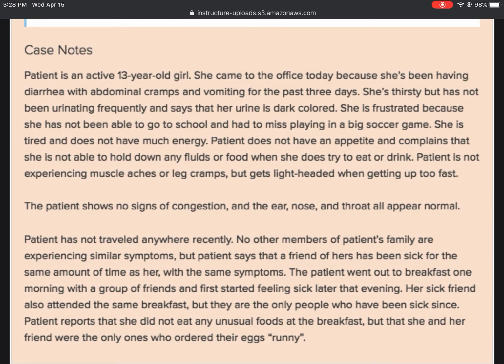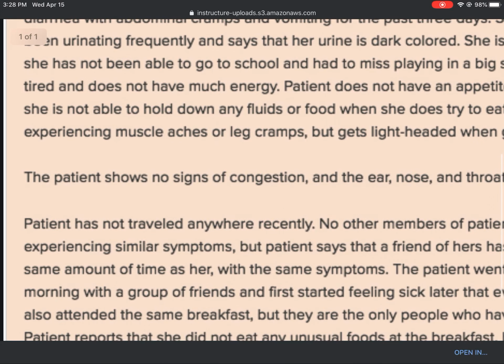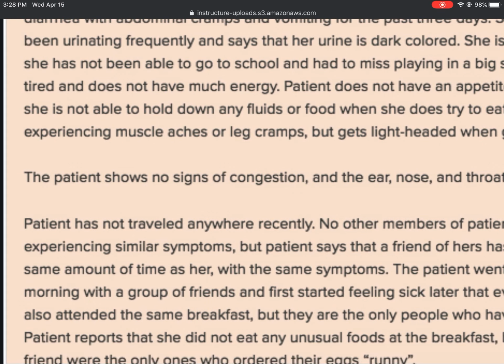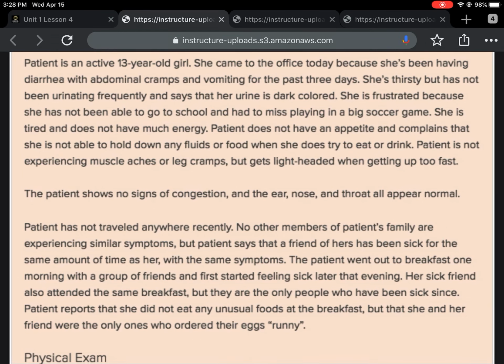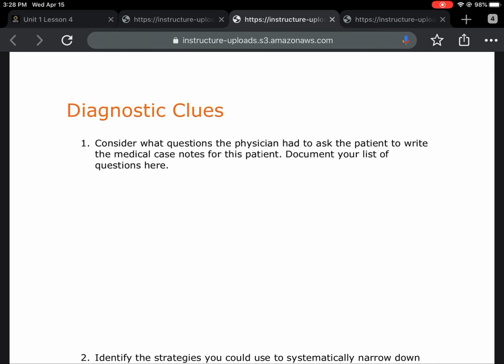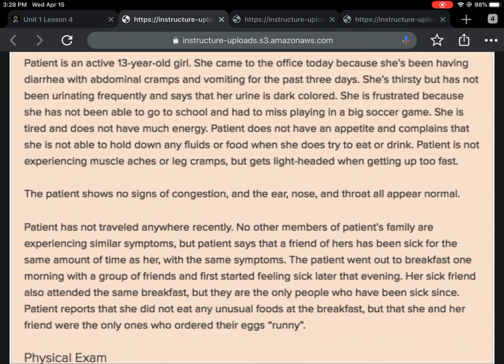So, for example, right here in the third paragraph, it says, patient has not traveled anywhere recently. Well, obviously, they had to ask the question, have you traveled anywhere? Have you been outside the country? They ask those kind of questions. So that would be one of your questions that you're going to write down right here. So there, I gave you one.